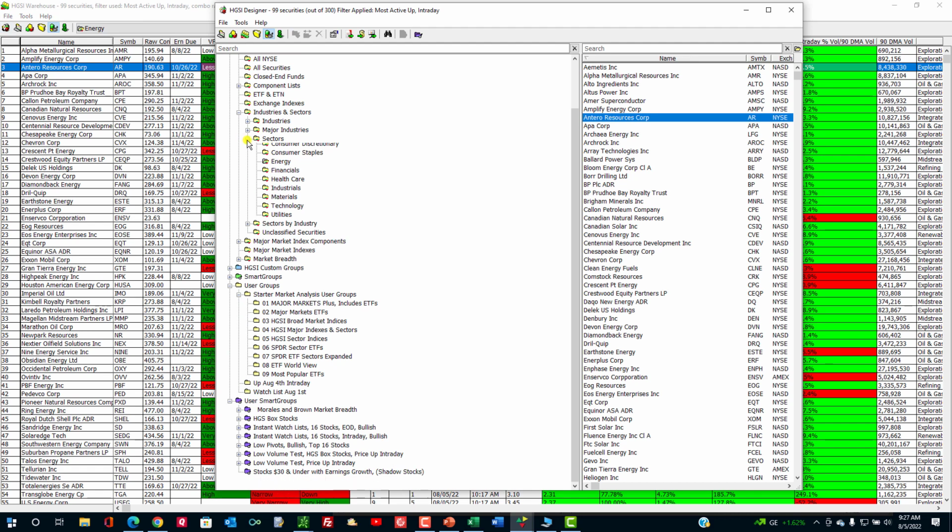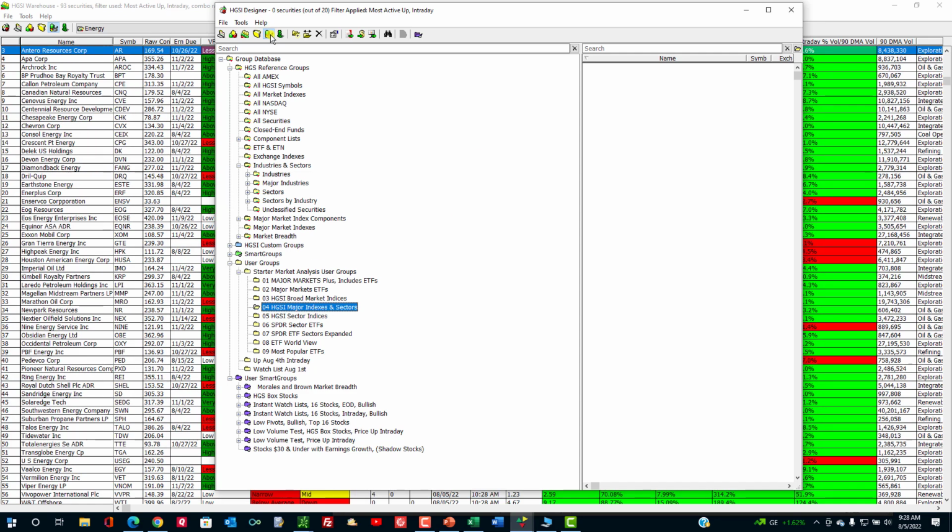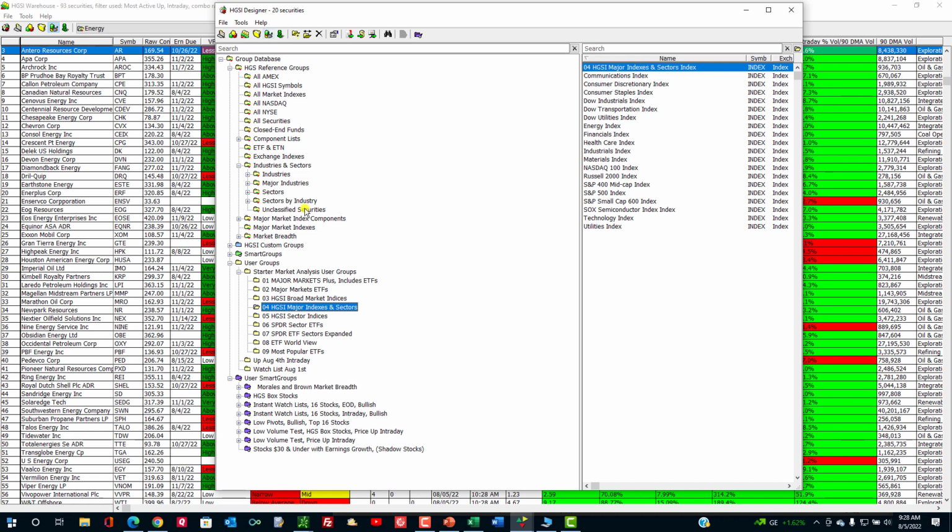So what I have to do is, if I want that list again, I just need to go down to my user smart groups and go to my major market index and sectors. But see, this is blue, so that means the filter is on. And if you look up here, you can see that the most active filter is on, and I have to release that. I usually just click on my shift key and click on that, and it's released, and then you can see that these appeared in here.